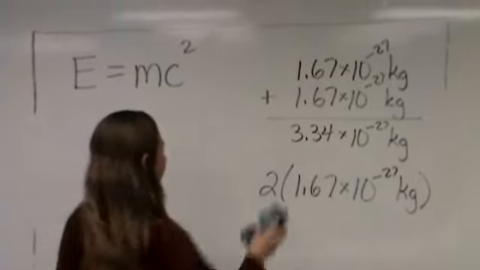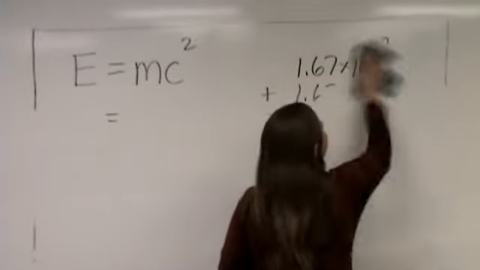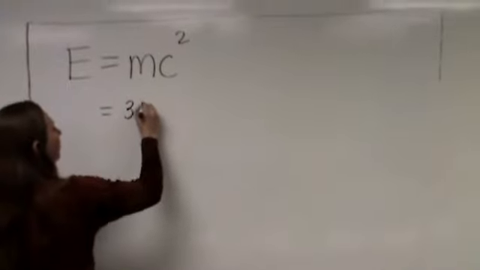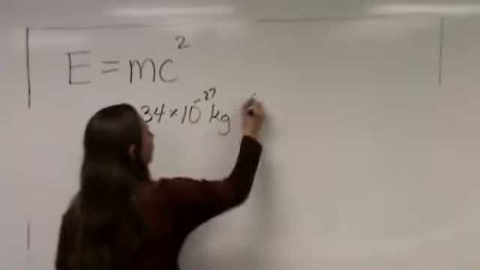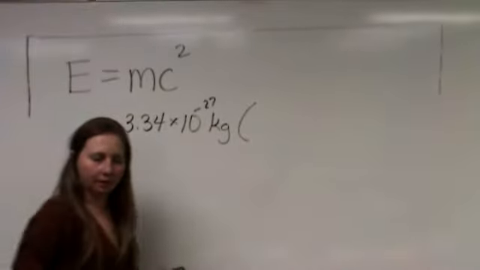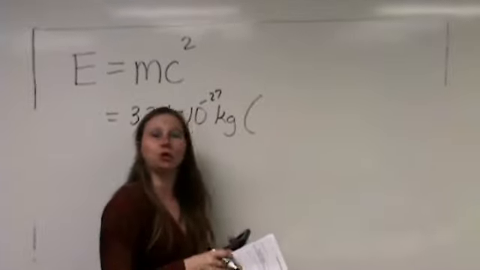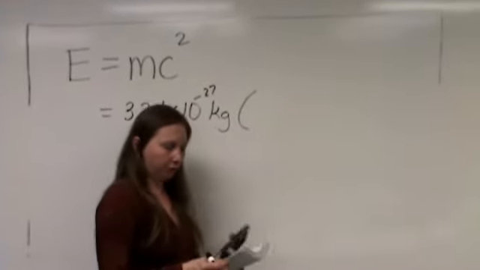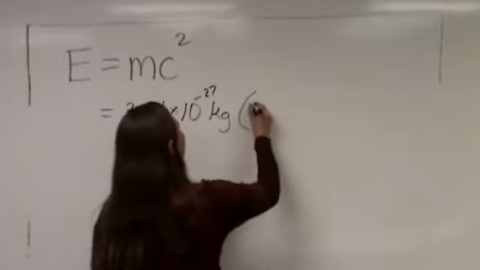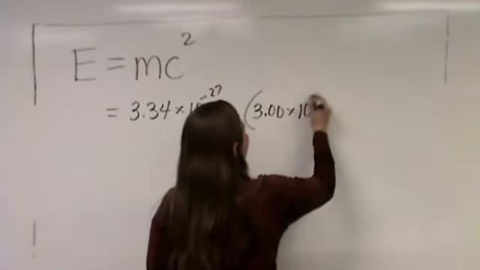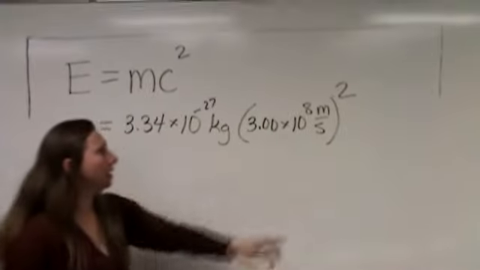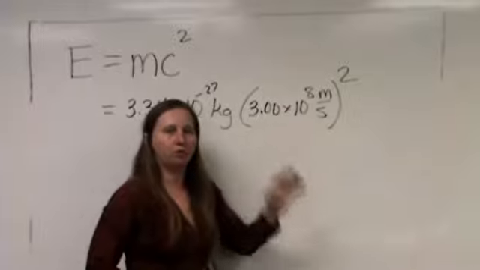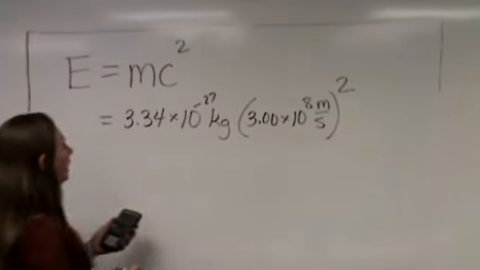All right, so let me get rid of this so we have a little more room. All right, 3.34 times 10 to the negative 27 kilograms. C, the speed of light, is listed on the front of your reference tables. Go look it up. All right, 3 times 10 to the 8th meters per second squared. The most common mistake, you're going to forget to square. Don't forget to square. Okay?